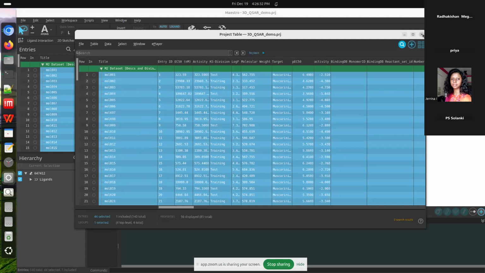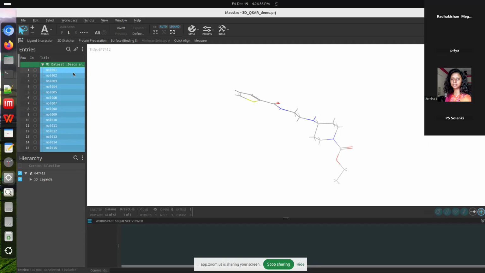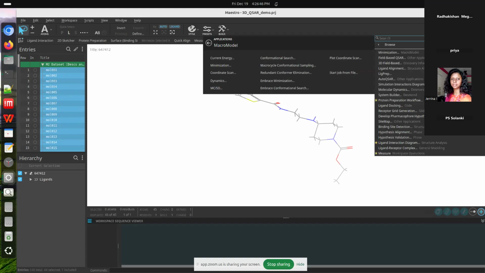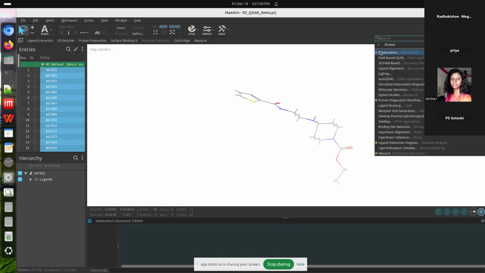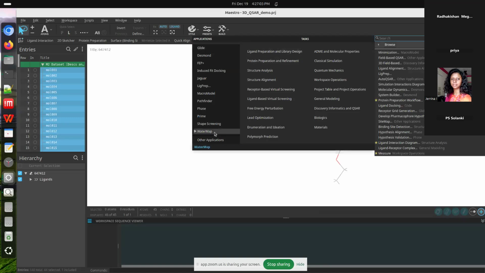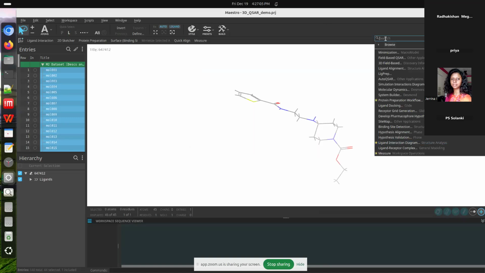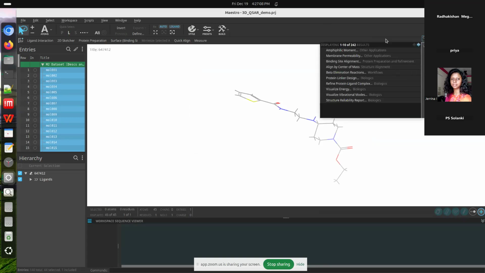After selecting that, the first step in 3D QSAR is that you have to prepare the ligands which you have imported. You can do that in two ways. One is to go to Tasks. Before going to Tasks, you have to select all the entries which you have imported. After selecting them, go to Tasks and browse. You can see various options, or you can just search for LigPrep. You can find LigPrep here.